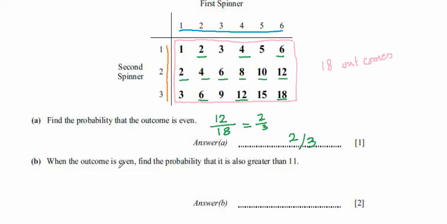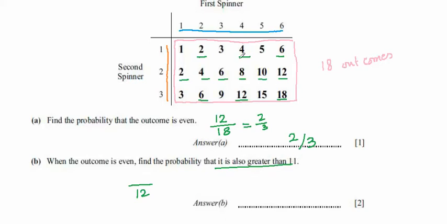So when the outcome is even, it means we are not to take from all of them. We have to consider only the even numbers, which I underlined with the green color. So from these 12 outcomes which are even numbers, the denominator will be 12, and we find those satisfying this condition, the probability that it is also greater than 11.